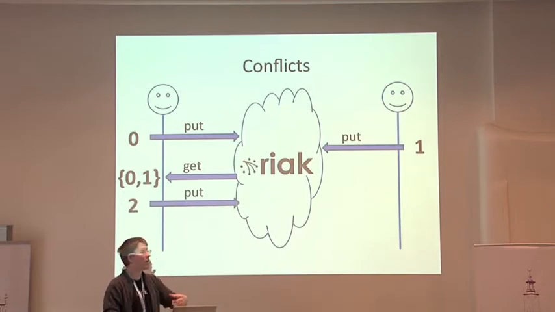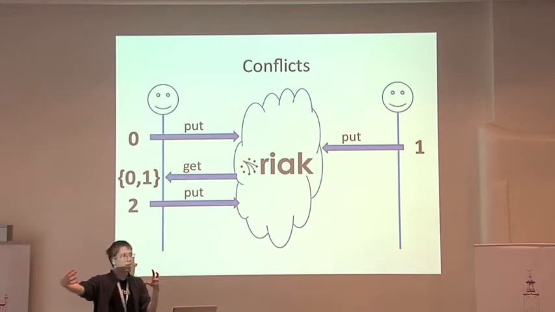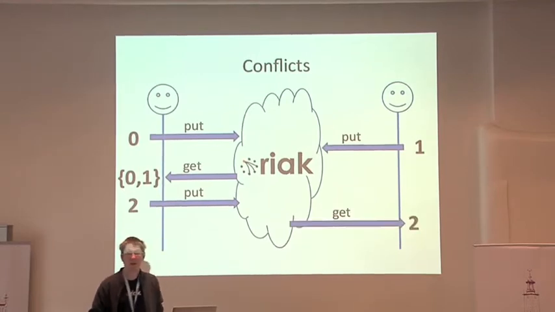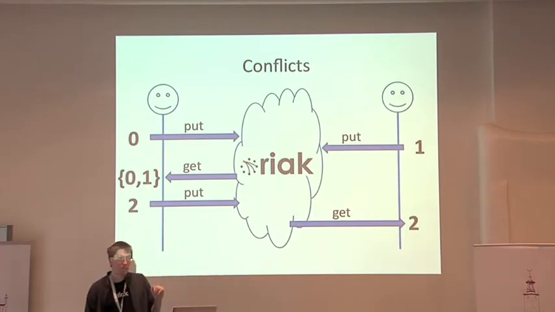But then, if this guy does a get, he sees all the conflicting values, and then he does a put. Since he's seen the conflict, the put he's doing here will resolve the conflict. He's got all the information here, so when he puts the 2 here, we're going to replace the 0 and 1 by the 2. So if the other guy does a get after this put, then he's going to see only the 2.